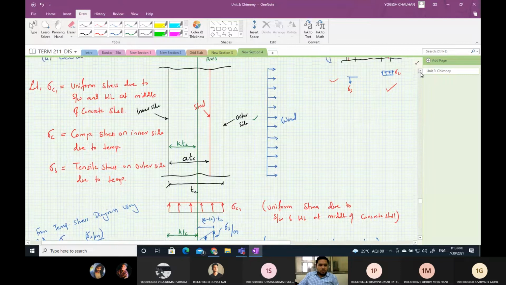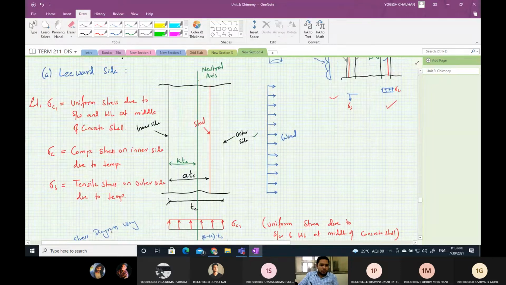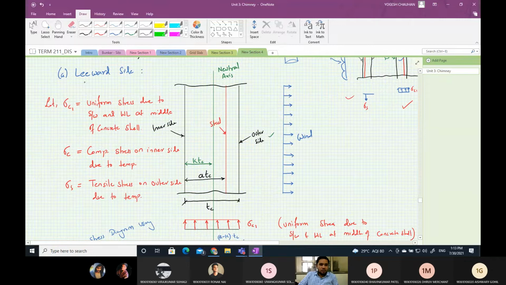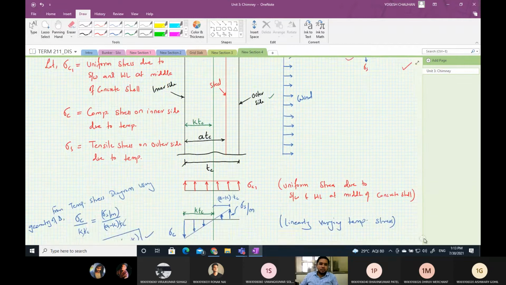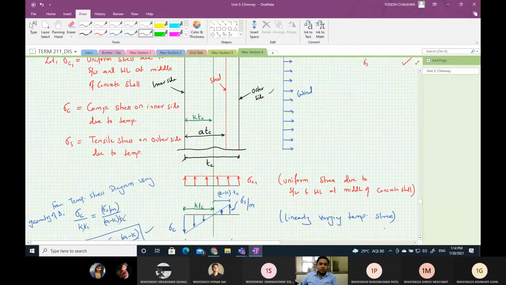So let us discuss the leeward case, recapitulating the case we have discussed last time. In the leeward side, let sigma C1 be the uniform stress due to the self-weight and wind load at the middle of the concrete shell. So this is the uniform stress which we have discussed. And let sigma c be the compressive stress on the inner side due to temperature. Now due to temperature, there will be a temperature difference on the inner face and outer face.